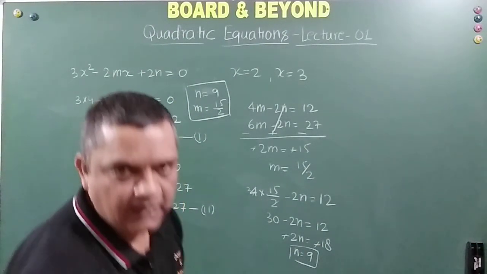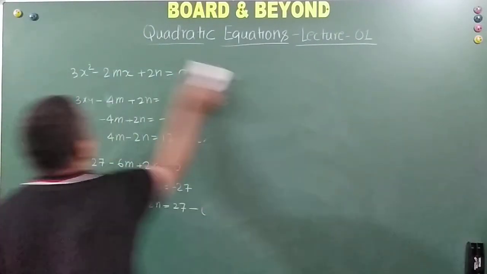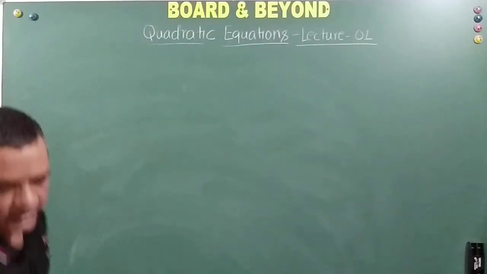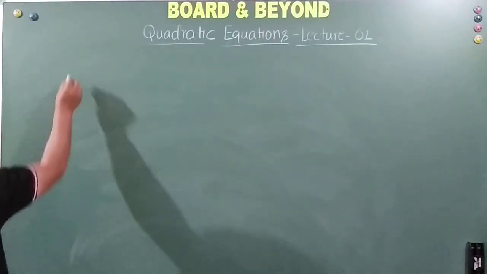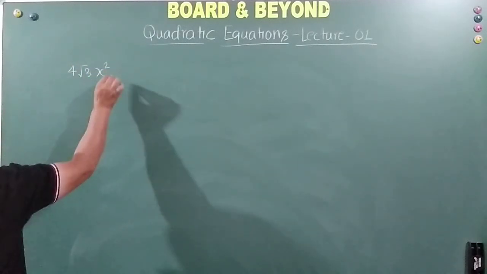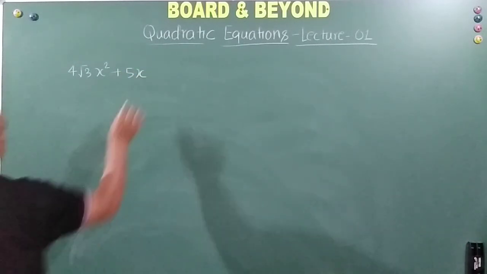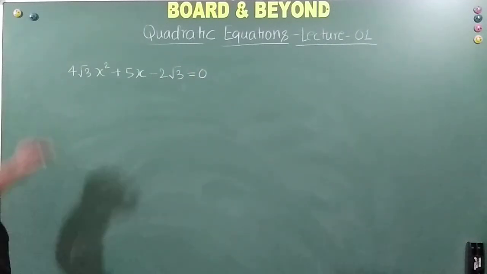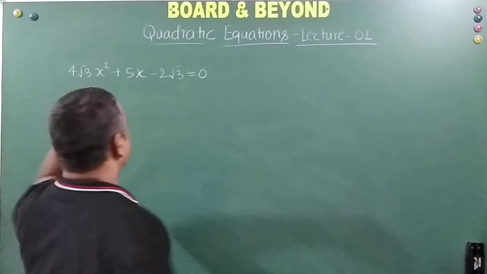Right friends? Let's move forward to another question. The next question says solve by factorization. We have to factorize and solve 4 root 3 x square plus 5x minus 2 root 3 is equal to 0. We have to factorize this and solve, that is, find the value of x by factorization.